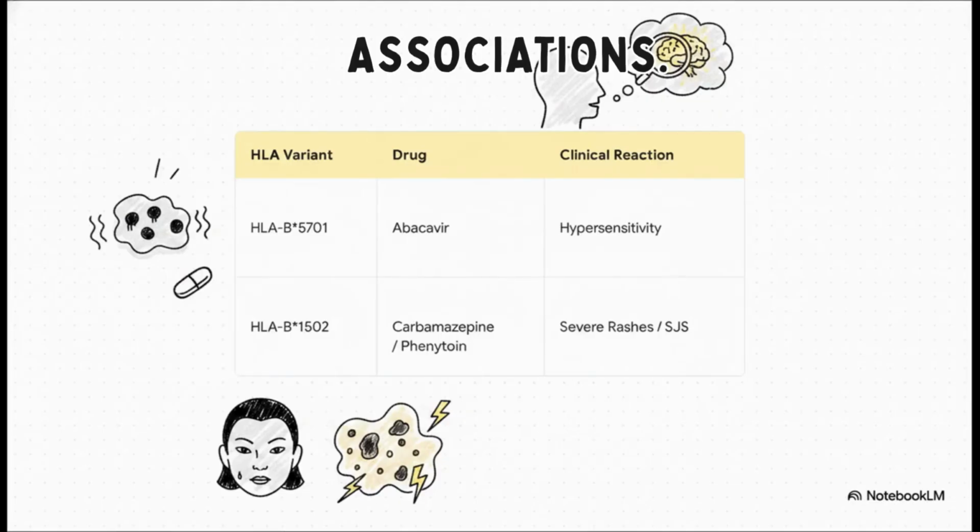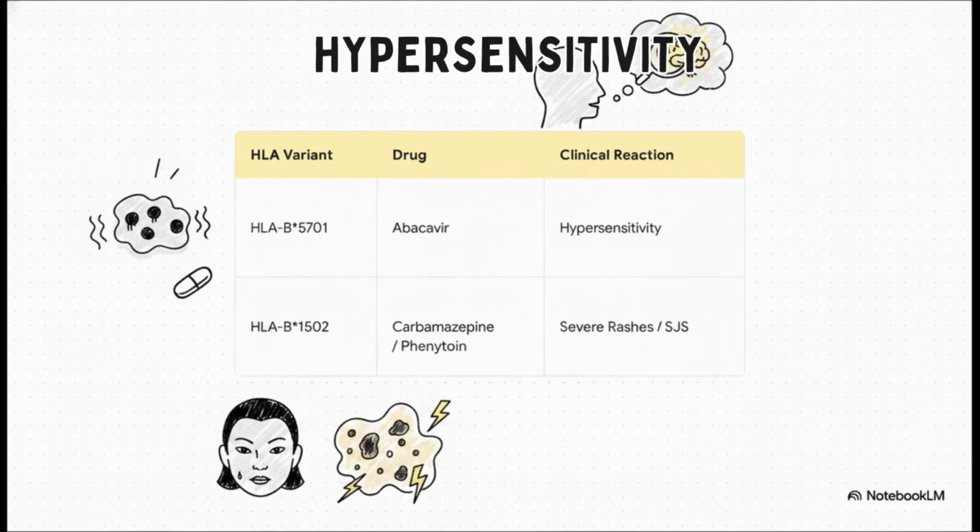Let's talk HLA associations. You need to basically take a mental screenshot of this specific table, because these are easy points on any exam. Give the antiretroviral Abacavir to someone with the HLA-B*5701 variant, and they'll develop a severe hypersensitivity syndrome.